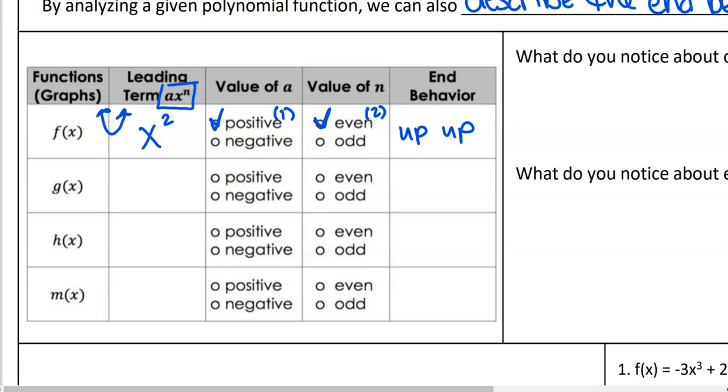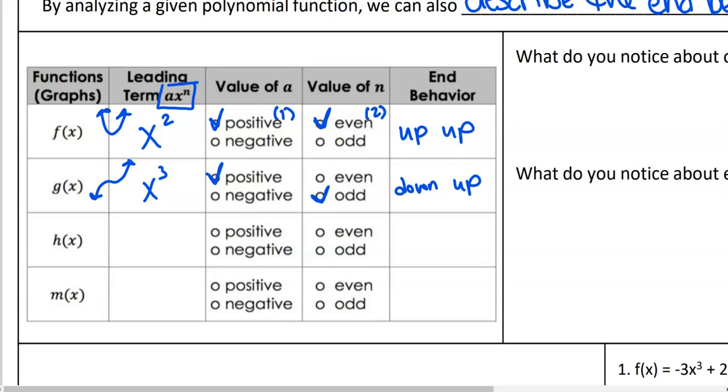All right, g. What was the function given for g? x to the power of 3. That was this one. All right, is my value out front positive or negative? It is positive. My exponent is odd, and it ended up being down and then up.